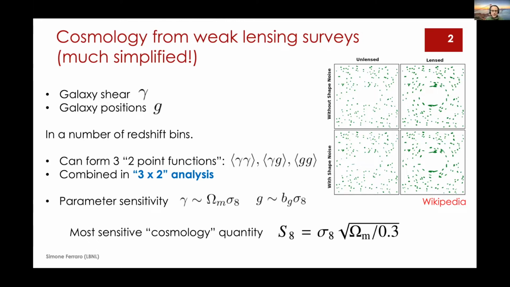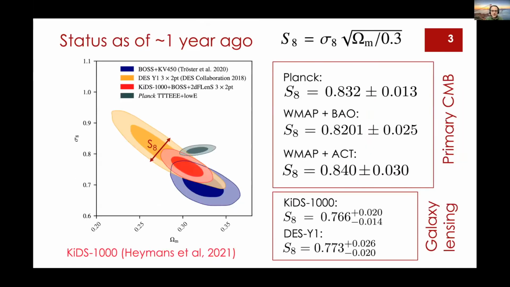Let me give you a little summary of the status of the field about 1 year ago. Here I'm only talking about galaxy lensing, by the way. This is when I got interested in this. This is a nice plot on the left by the KiDS-1000 team, and it shows several results as of 1 year ago in this sigma 8 omega matter plane.